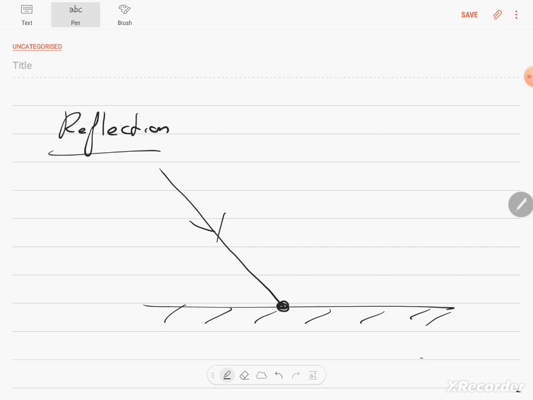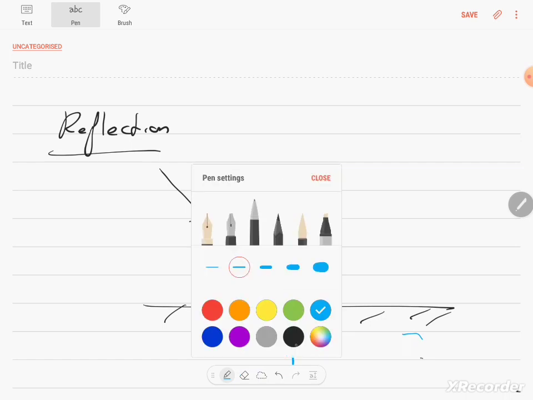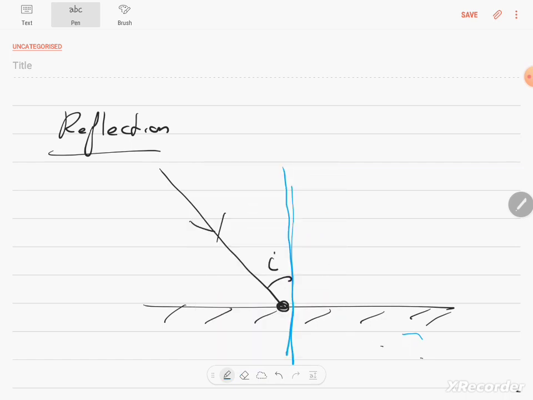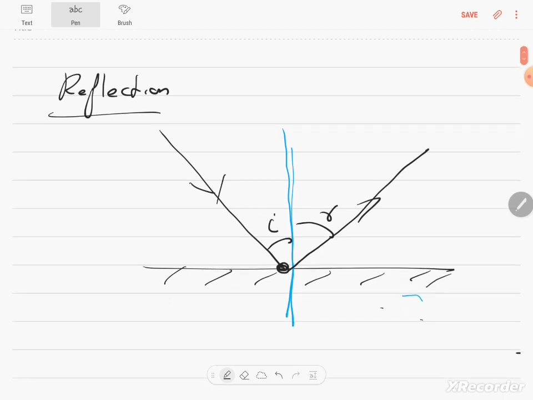At the point of incidence, you should always have a normal, perpendicular, and this is your angle of incidence, the angle the incident ray makes with the normal. This is the reflected ray. It's getting reflected back into the same medium because it's a glass. This is the angle of reflection, which is again made with the normal. So this is how reflection happens.